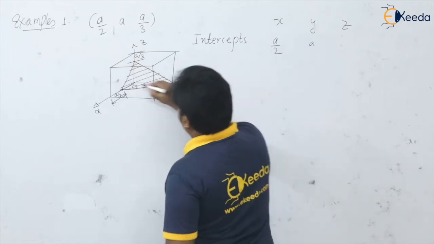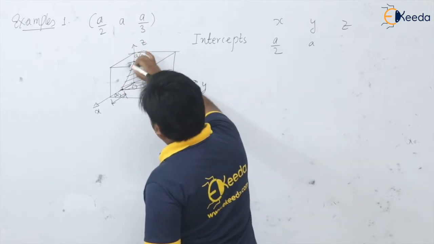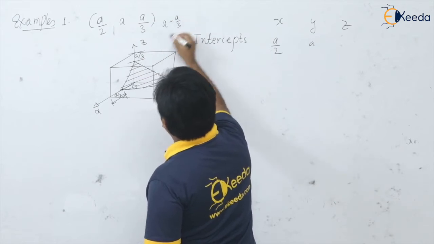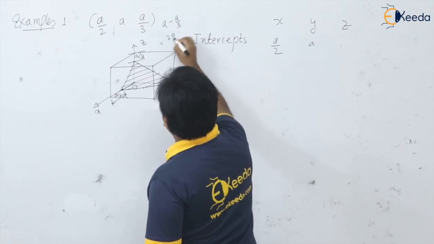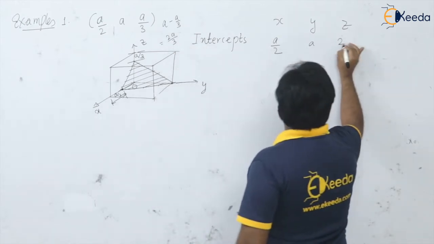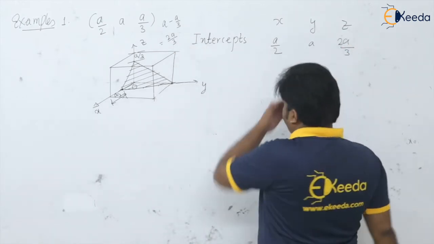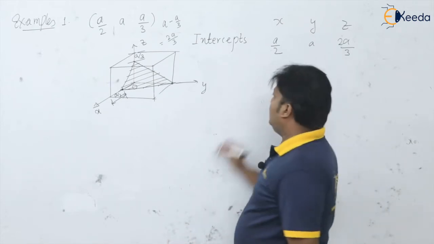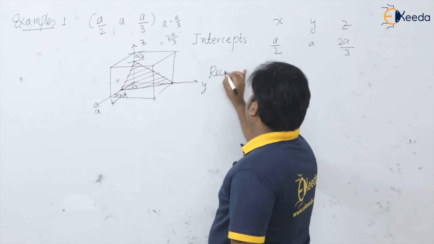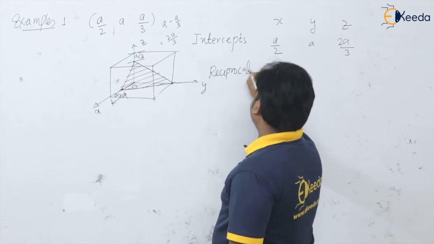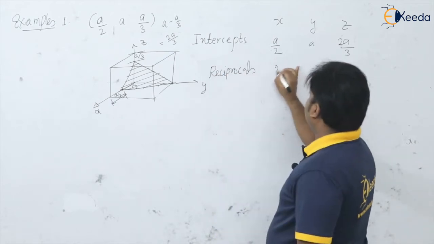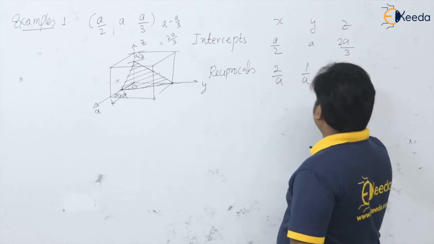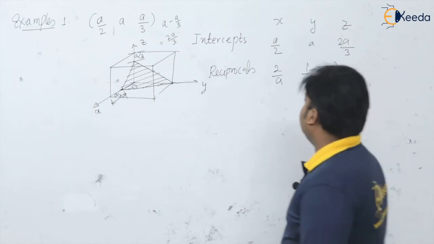And for z, from origin how much? If this is a side of this cube, a, then a minus a by 3, that is 2a by 3. So z is 2a by 3. Now the next thing is to take the reciprocals. That is 2 by a, 1 upon a and 3 upon 2a, isn't it?